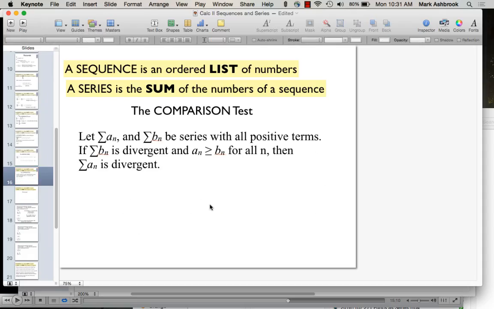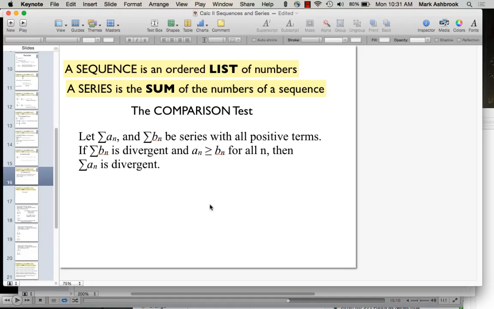Okay. So the comparison test, that's what we said. So if you have two series with all positive terms, you know this one, Bn, is a divergent series. And the one you're analyzing, An, you know all of its terms are greater than or equal to all the terms of this known series, then the one you're analyzing is divergent.